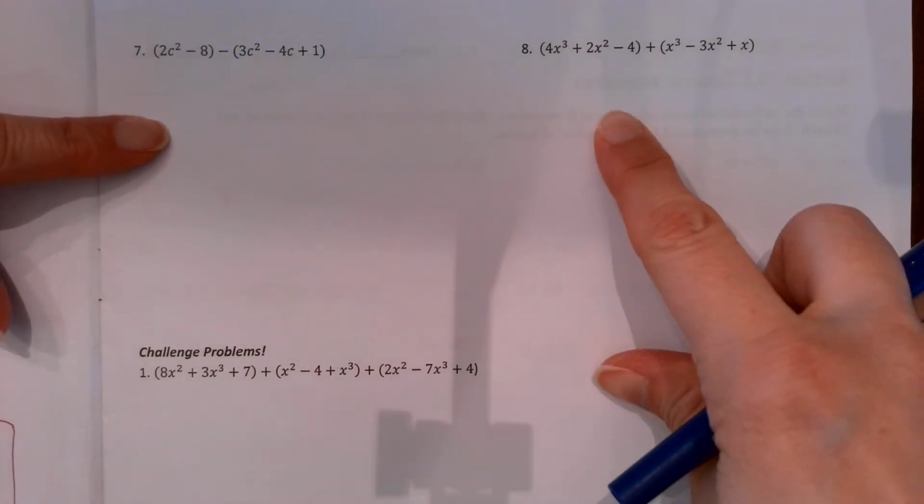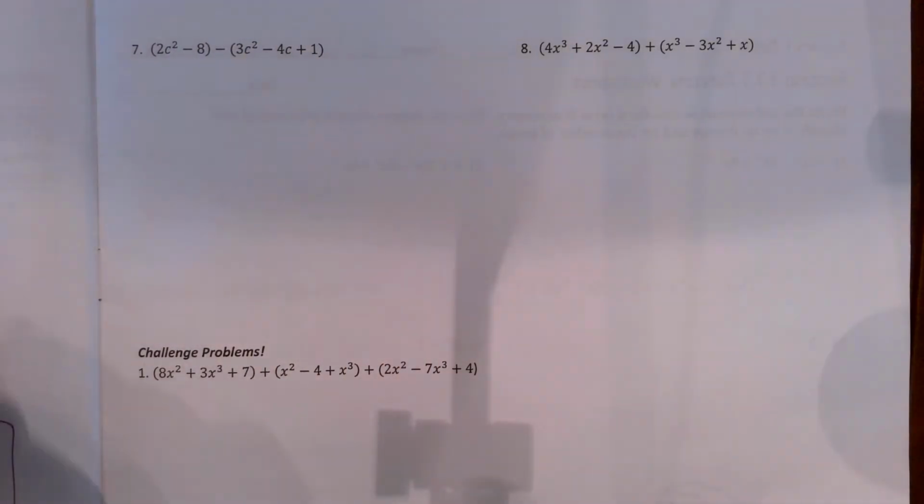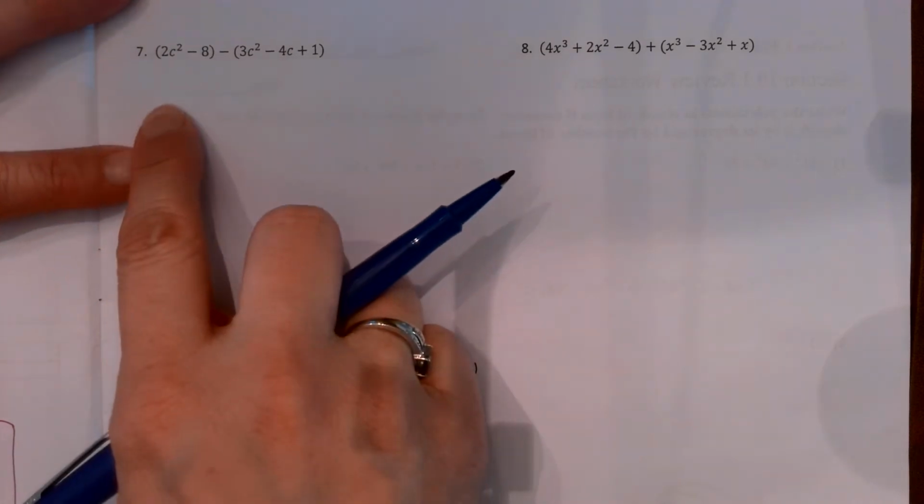Hi Algebra, we are going to take a look at a review of adding and subtracting polynomials. So let's take a look at number 7 and 8, up at the top of your page here. So number 7 is subtracting polynomials.